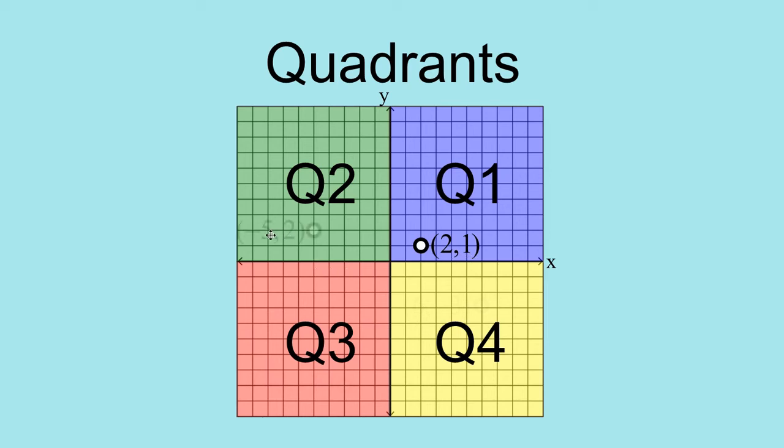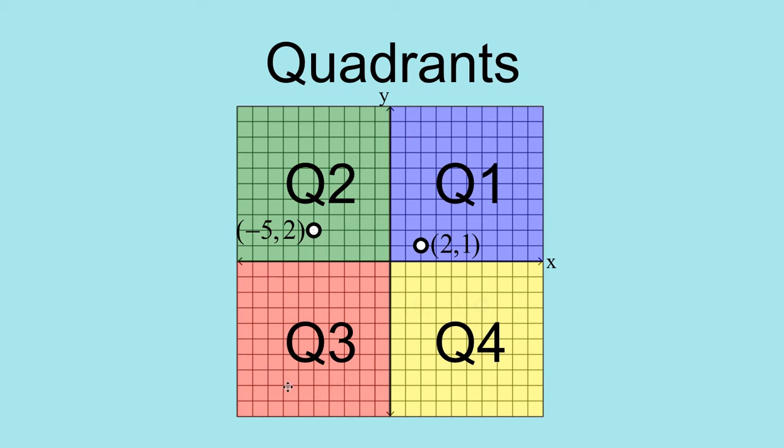Let's look at a point in quadrant 2. Here we have -5 and +2. The x value is negative, the y value is positive. So we know it's in quadrant 2, and we can also graph it like we did here.